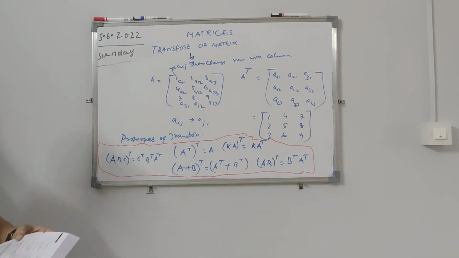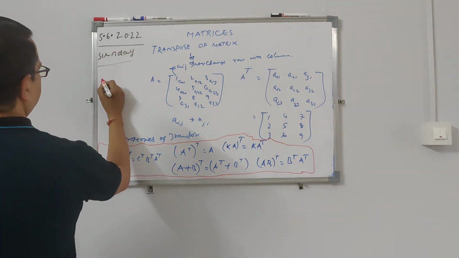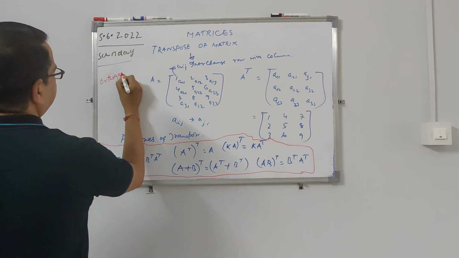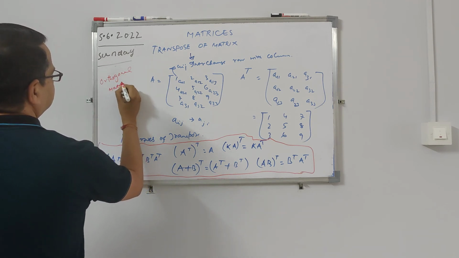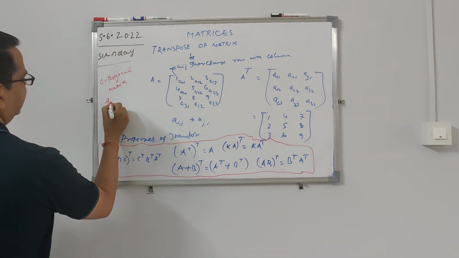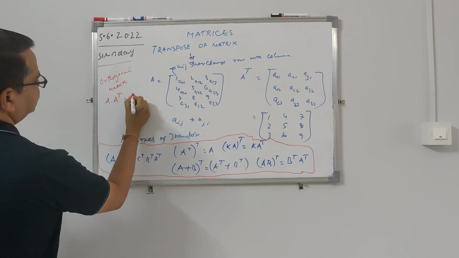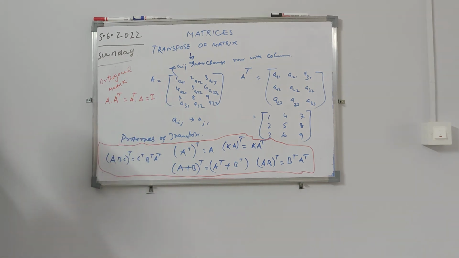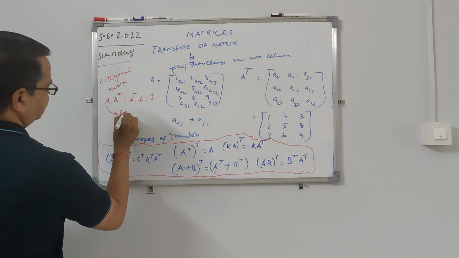Then another thing is, what is orthogonal matrix? That is also a very important concept. We have studied different types of matrix, but we have not studied what is orthogonal matrix. So orthogonal matrix is a square matrix. A square matrix A is said to be orthogonal if A into A transpose is equal to A transpose into A is equal to identity matrix, or unit matrix.